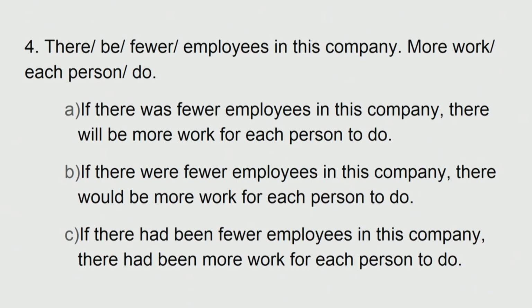Next sentence. There be fewer employees in this company, more work each person do. So, A. If there was fewer employees in this company, there will be more work for each person to do. B, if there were fewer employees in this company, there would be more work for each person to do. C, if there had been fewer employees in this company, there had been more work for each person to do.